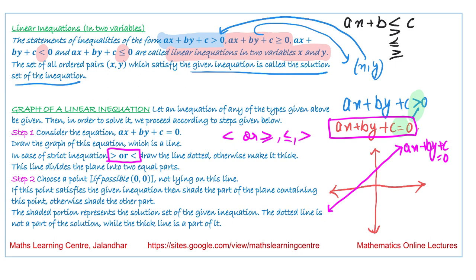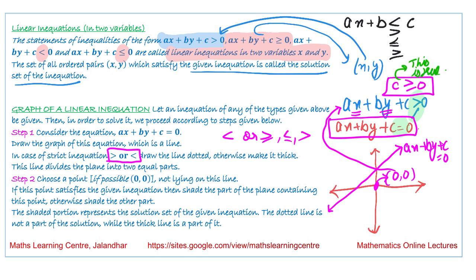Next we are going to choose a point. Suppose this line is not passing through the origin. So I am going to substitute 0 comma 0 in this inequation. When I substitute x equal to 0 and y equal to 0, I obtain c greater than or equal to 0. Suppose this is true.